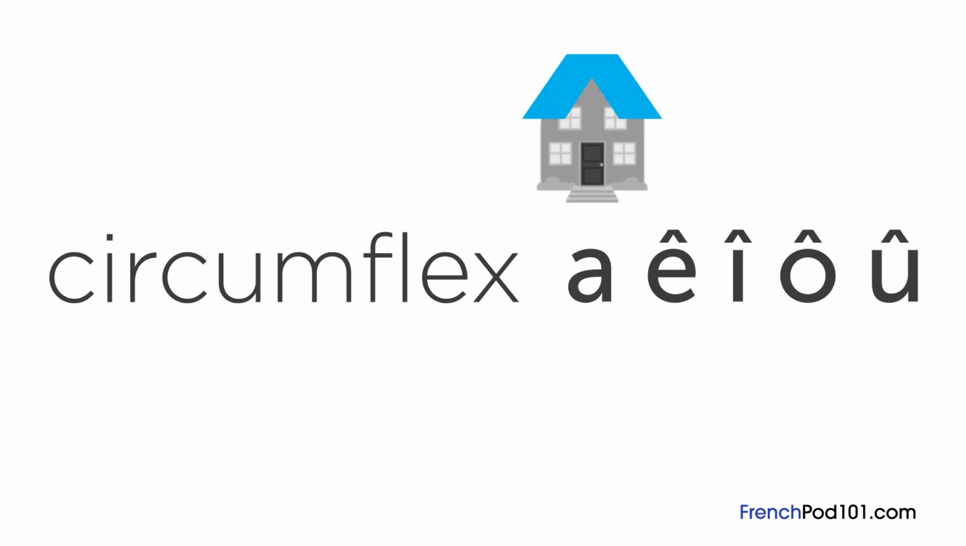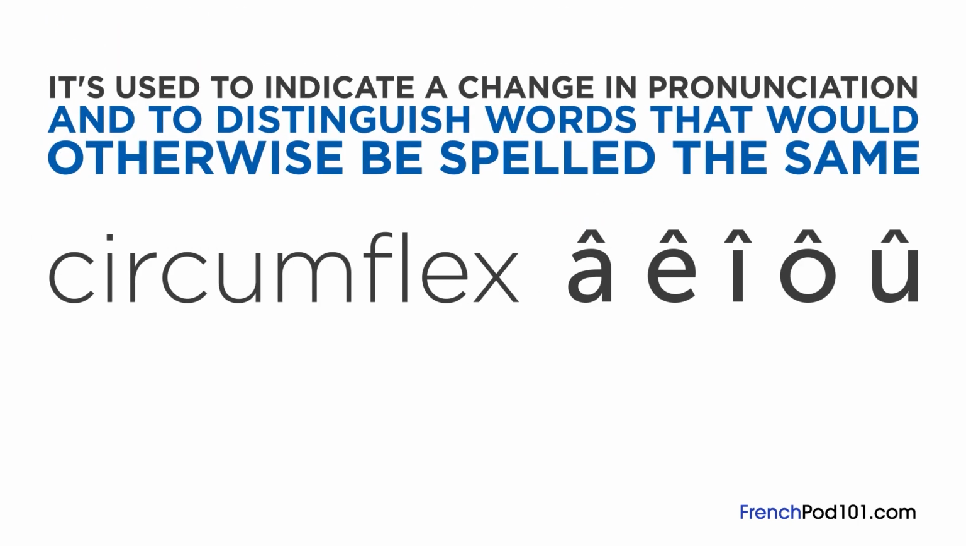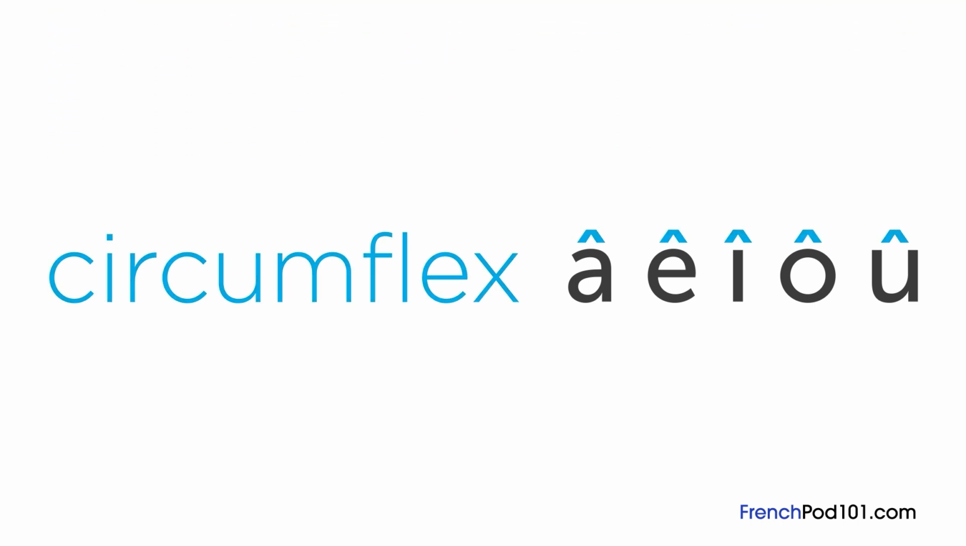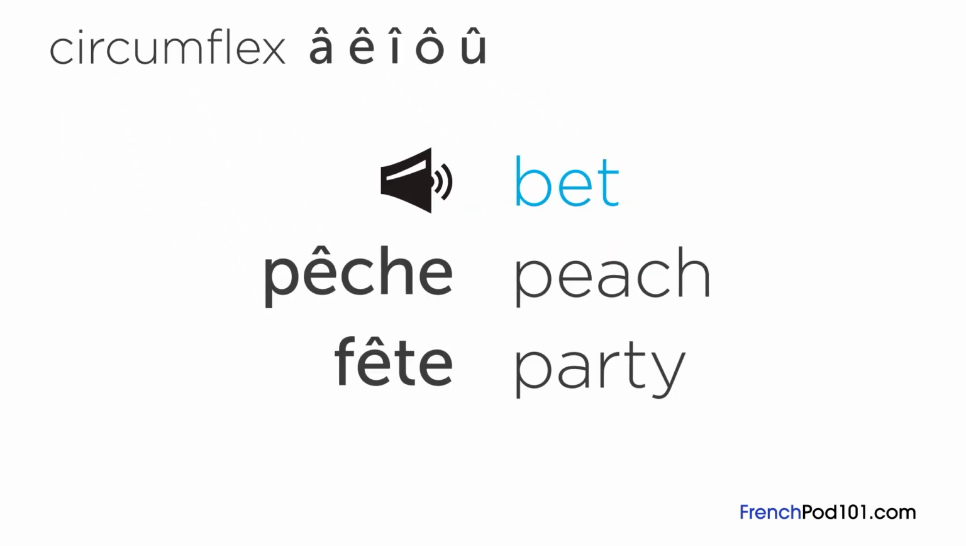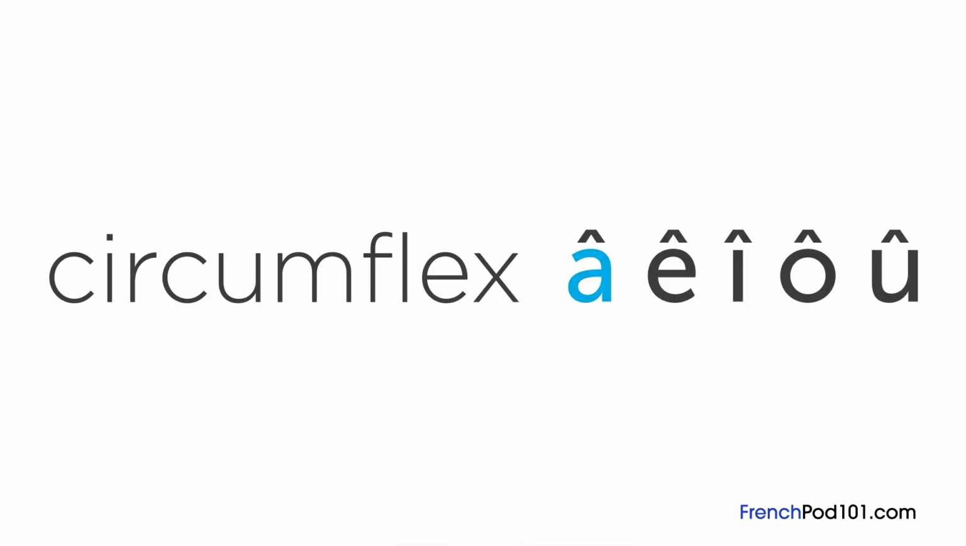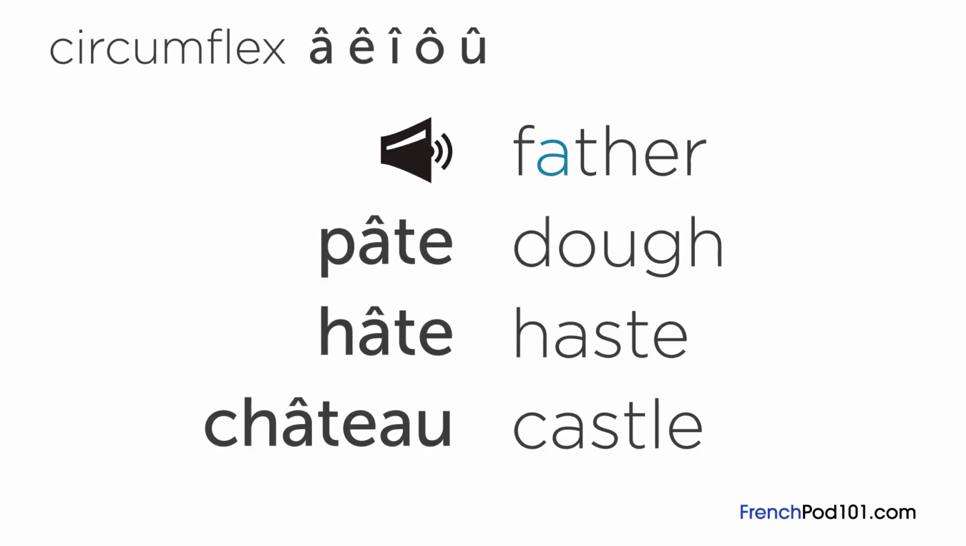Next is the circumflex accent. It looks like a little rooftop. It's used to indicate a change in pronunciation and to distinguish words that would otherwise be spelled the same. The circumflex appears over all vowels. An E with a circumflex accent on top is pronounced exactly the same way as the previous grave accented E: ê. Like the E in bête. Pêche, fête.